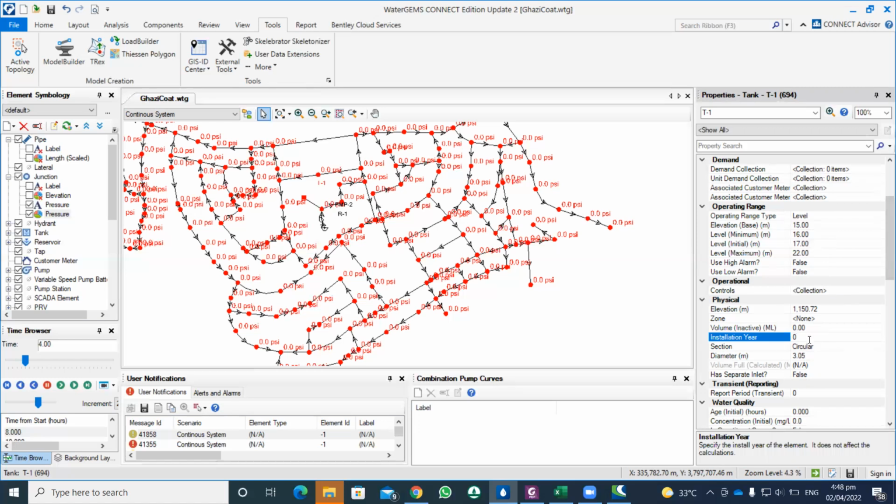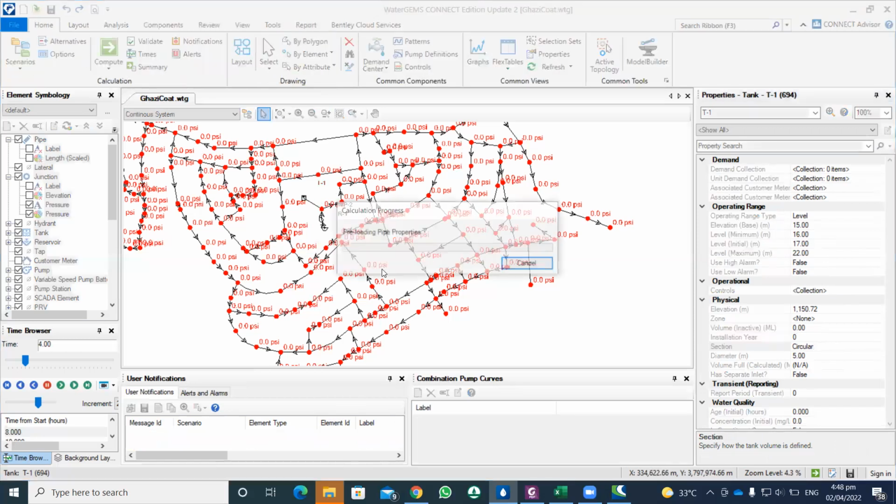And the diameter of the tank should be 5 meters, which will be sufficient. It is circular. So at the start of simulation, it will not pull, therefore what I have to do. Okay, let me run the model.